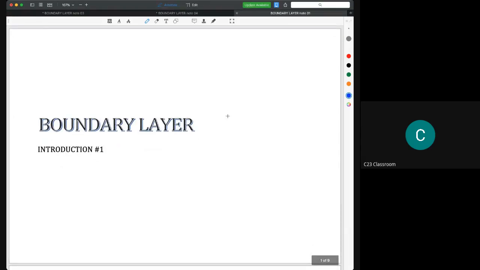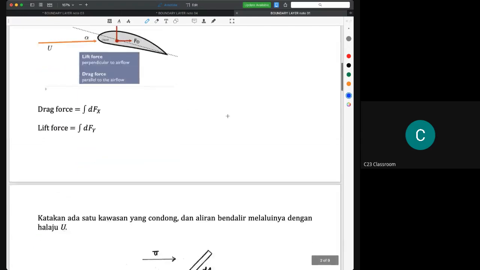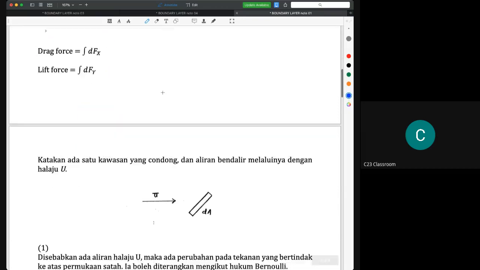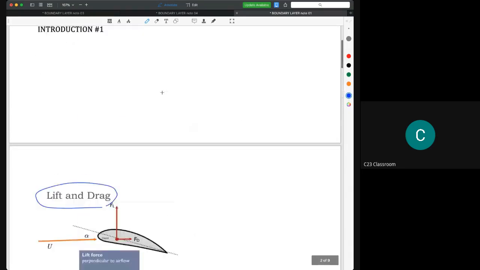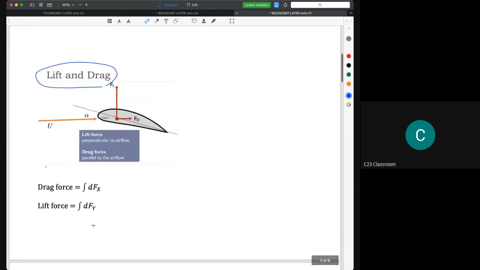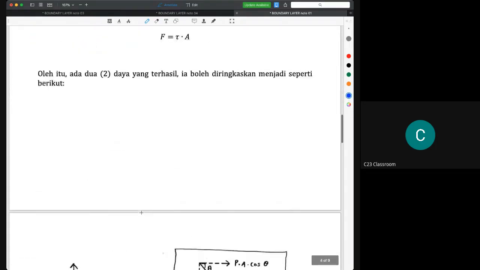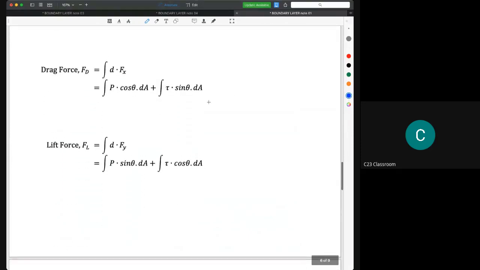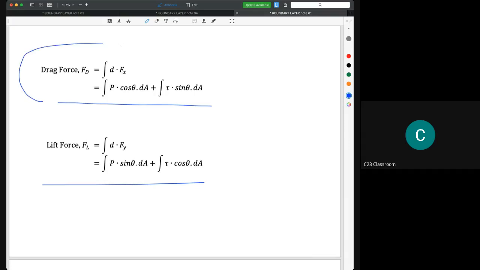So if we recall back our notes, we learned boundary layer. It is closely related to lift and drag force. This is the basic idea to calculate the lift and drag force, and finally we could write our lift and drag force as this equation. In boundary layer, we try to focus on drag force here.